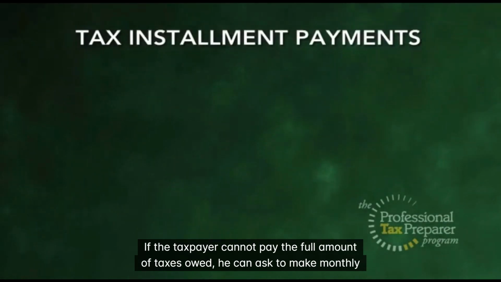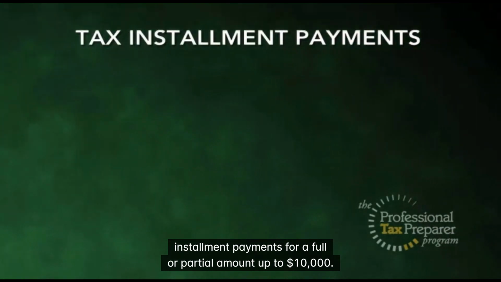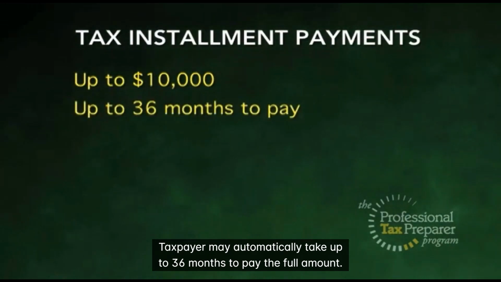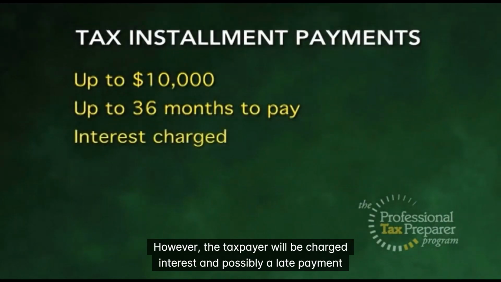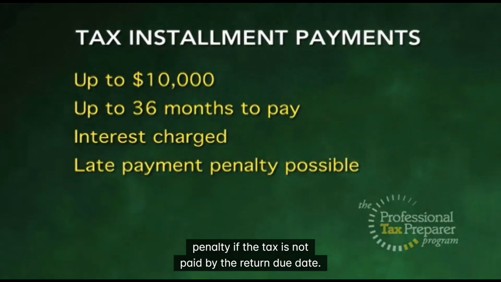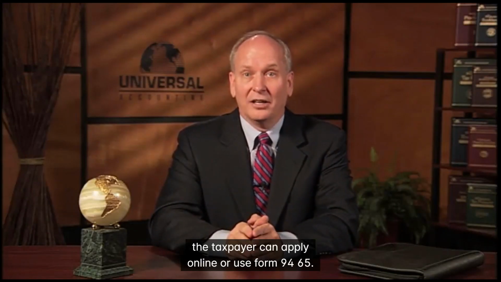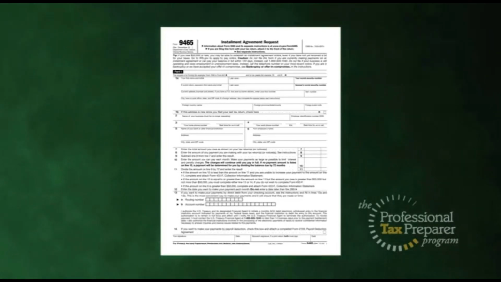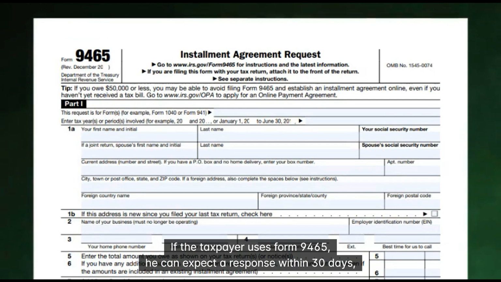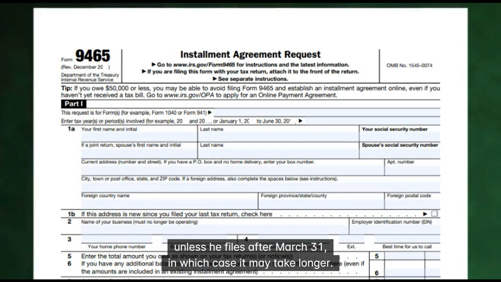If the taxpayer cannot pay the full amount of taxes owed, he can ask to make monthly installment payments for a full or partial amount up to $10,000. Taxpayer may automatically take up to 36 months to pay the full amount. However, the taxpayer will be charged interest and possibly a late payment penalty if the tax is not paid by the return due date. To ask for an installment agreement, the taxpayer can apply online or use Form 9465. If the taxpayer uses Form 9465, he can expect a response within 30 days unless he files after March 31st, in which case it may take longer.